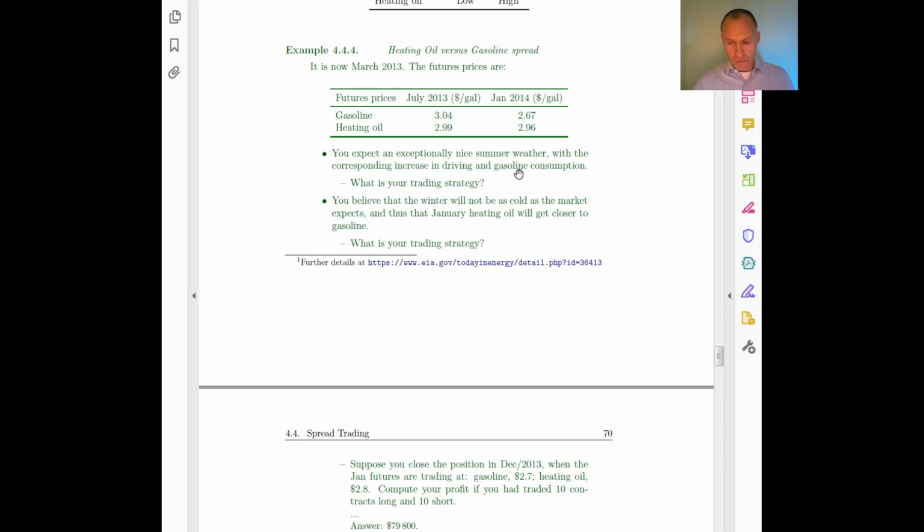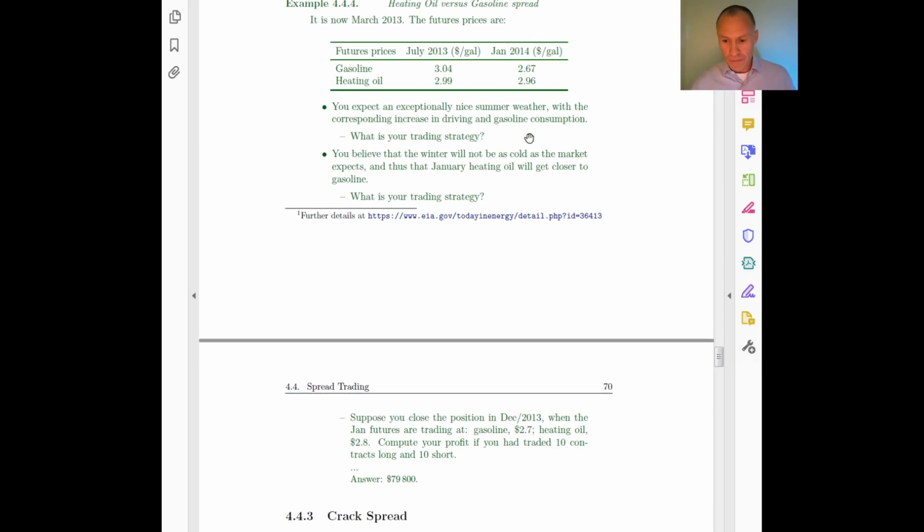Okay, instead of being so high, it will be a bit lower. Again, think of what is your trading strategy. So now this is the high price, that is the low price. You expect the spread to narrow. You should trade according to a narrowing expectation.